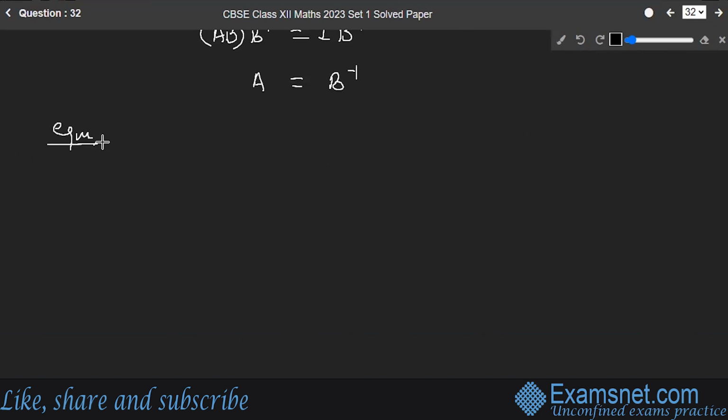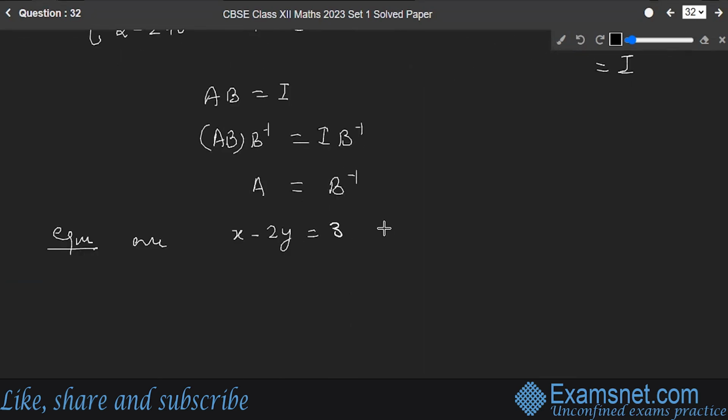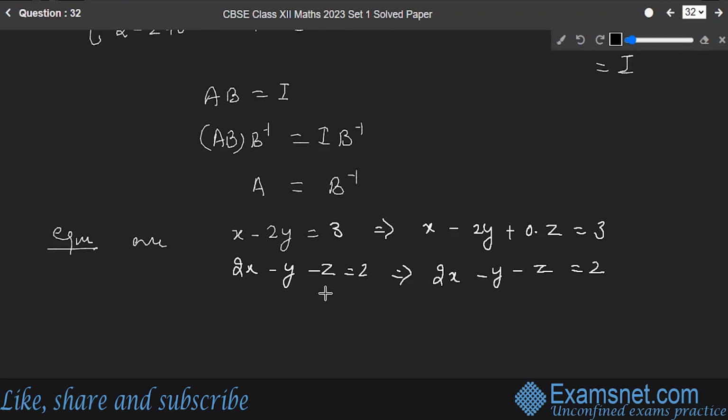So equations are x minus 2y is equal to 3. This can be written as x minus 2y plus 0z is equal to 3. Second equation, 2x minus y minus z is equal to 2. Third one is minus 2y plus z is equal to 3. So 0x minus 2y plus z is equal to 3.